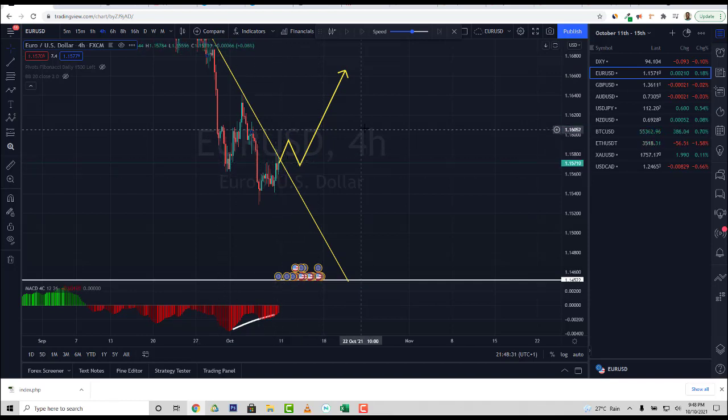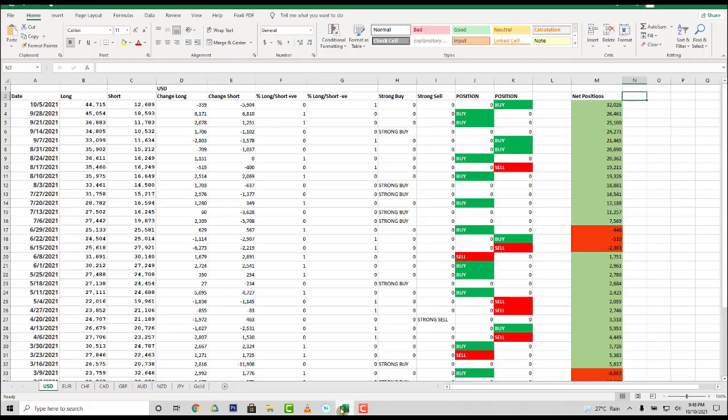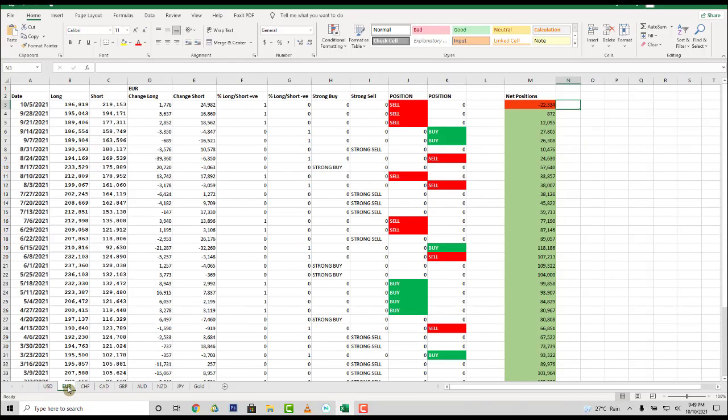Euro USD is primed for a very big up move, but before we get that up move, it is most likely going to come down a little bit to complete the impulse for this corrective move right here. So let's see what the commitment of traders tells us about the euro itself. If we come to this, let's check the euro.